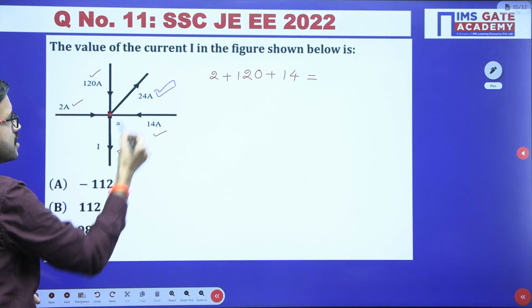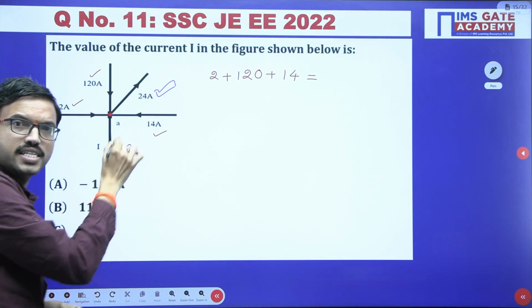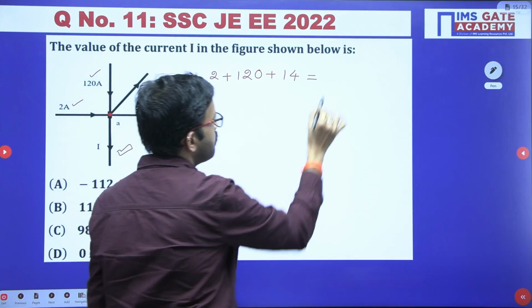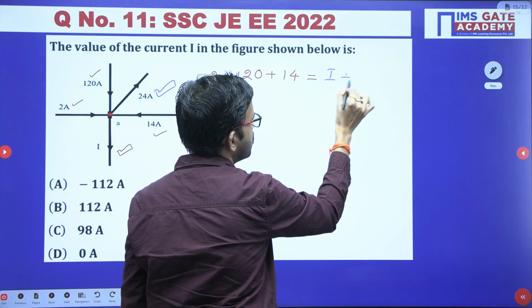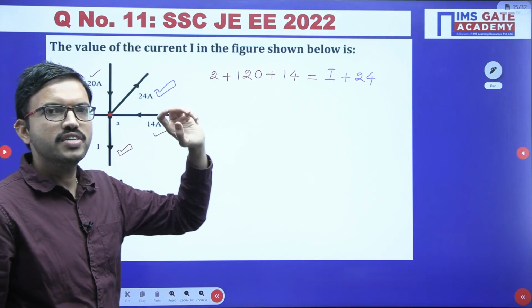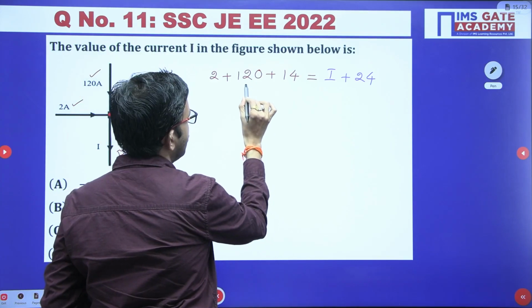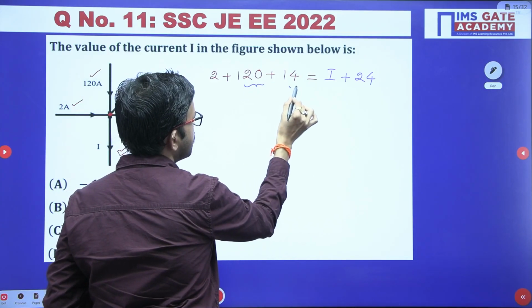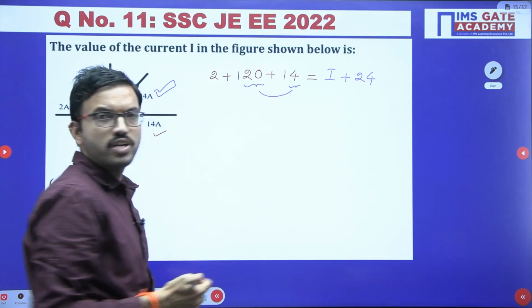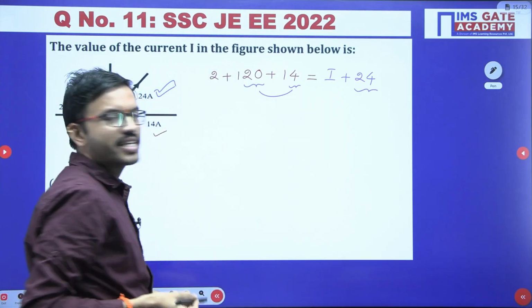Okay, these 2 currents are leaving. You can observe from this node current is leaving, from this node current is leaving, right? So that means sum of leaving currents I plus 24. Sum of entering currents equal to sum of leaving currents, right? Now here you can observe, if you carefully observe, 20 plus 4, that means 24, right? Here also 24 is there, 24 are getting cancelled.